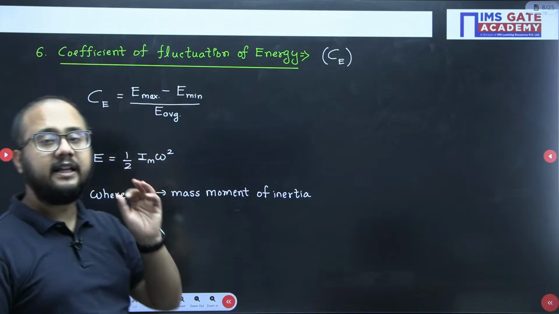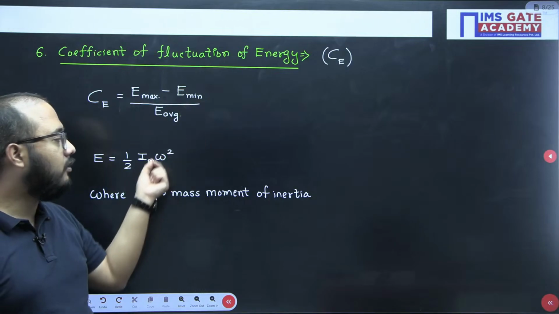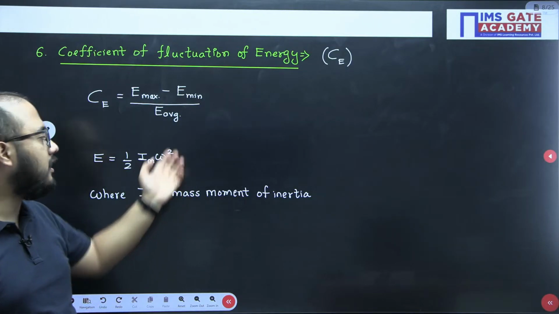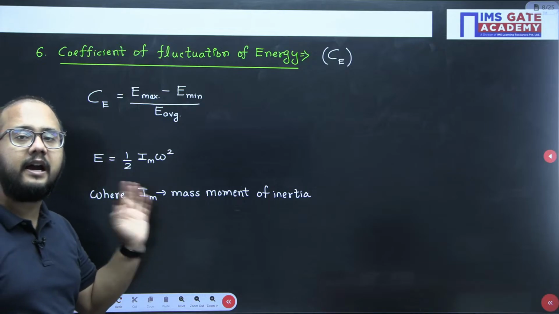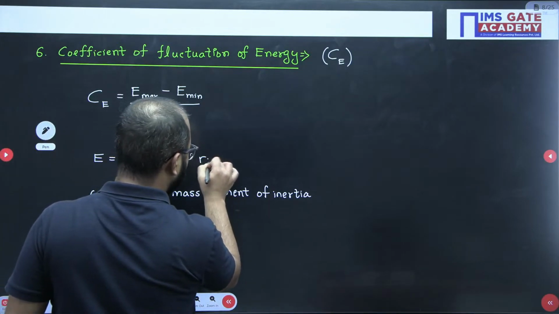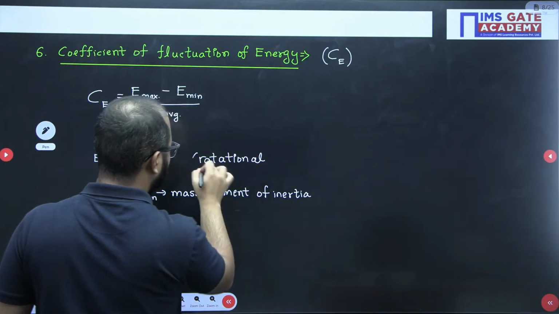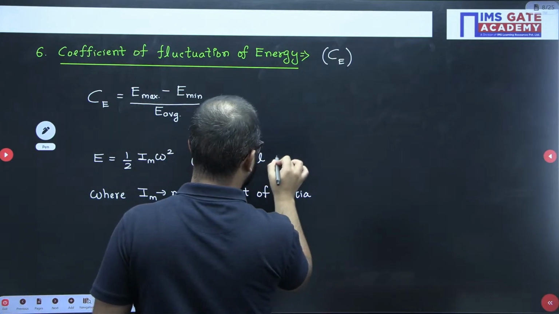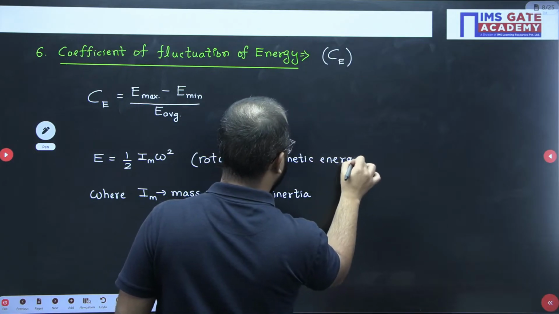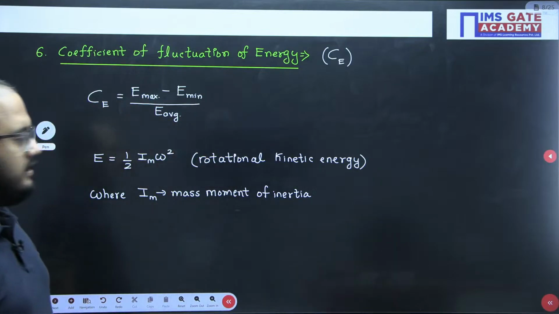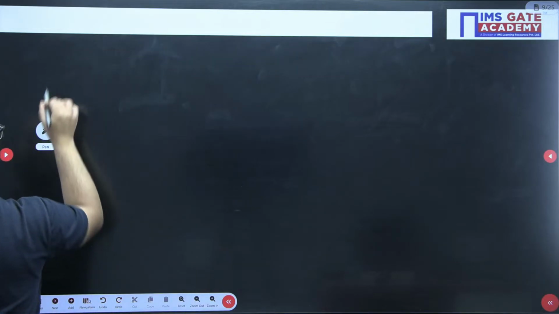If I have to calculate E max, what will I put? Omega max. To calculate E mean, I will put omega mean. Minimum omega I will put to calculate the minimum kinetic energy. The energy we are talking about here is the rotational kinetic energy. Clear, everyone? Okay, so I will give you some examples regarding the mass moment of inertia.